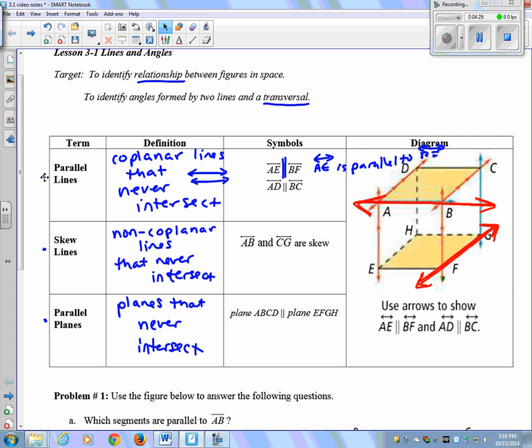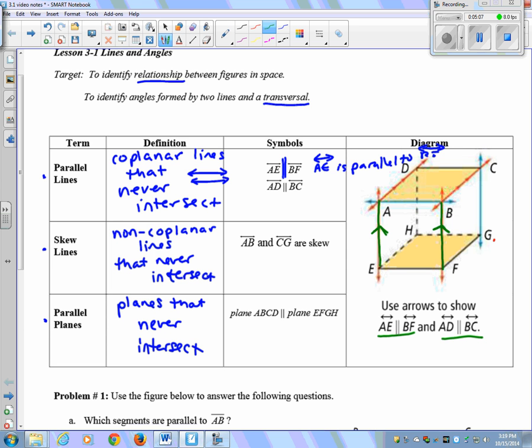Okay, now, right down here where it says use arrows to show AE is parallel to BF and AD is parallel to BC. In a diagram, if we want to show things are parallel, we use little arrows. So AE, that would be this one, is parallel to BF, that would be this one. They have these little arrows like this. That's a symbol that those lines are parallel.